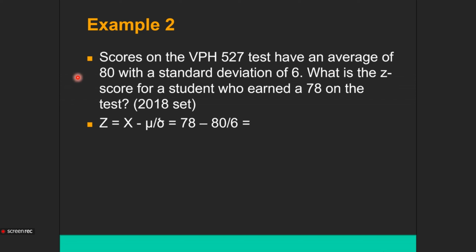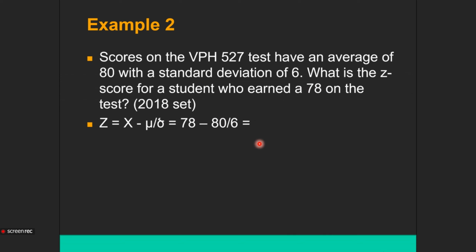Now, another example we're going to look at is the score on VPH 527 test, where we got an average of 80 with a standard deviation of 6. Now the question here is, what is the z-score for a student who earned a 78 on the test? Now the usual way to calculate again is to subtract our mean from our random variable x. Our mean is stated as 80. Random variable x is the 78. Now when we subtract that and divide by our standard deviation, what are we going to get?